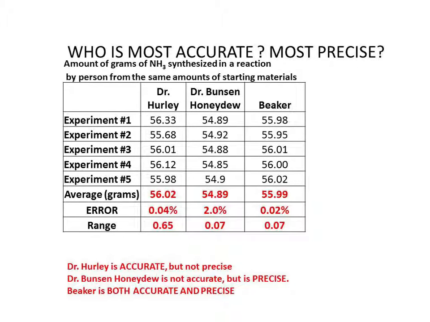So looking at this, we already told you that when the percent error is lower than 0.1, you're going to have accurate data, and since the value here, 56.02, is only 2/100ths of a gram away from the accepted value, and the error is much lower than 0.1, that's going to be accurate data. So Dr. Hurley is accurate. Now look at the range here. The range here is quite high, 0.65, and so we're going to say that that is not precise.